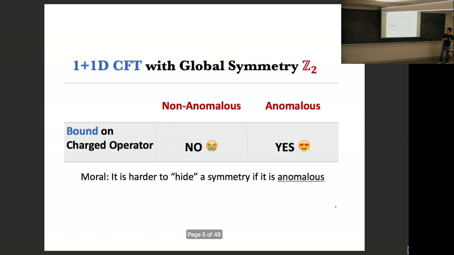Let me show you the result first. The result is that you only have an upper bound on the lightest Z2-odd operator if the Z2 symmetry is anomalous. On the other hand, when the Z2 is non-anomalous, there is not going to be an upper bound on the lightest Z2-odd operator. The moral of the story is that it's harder to hide the symmetry if it is anomalous. When the Z2 is anomalous, it must imply that there are some light local operators that are Z2-odd. You cannot hide all your Z2-odd operators.